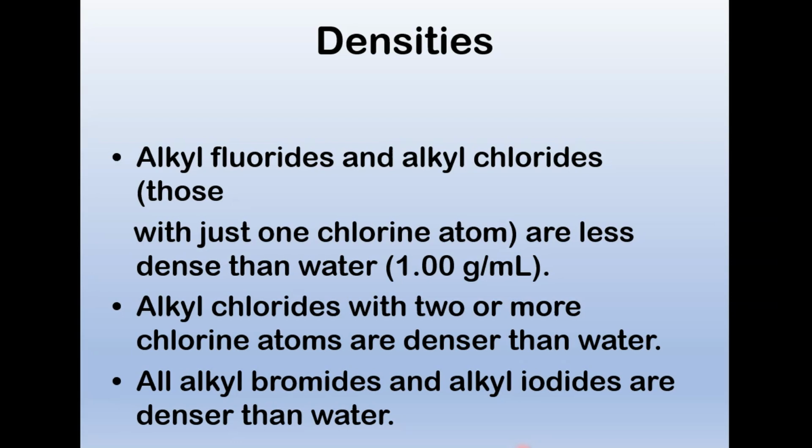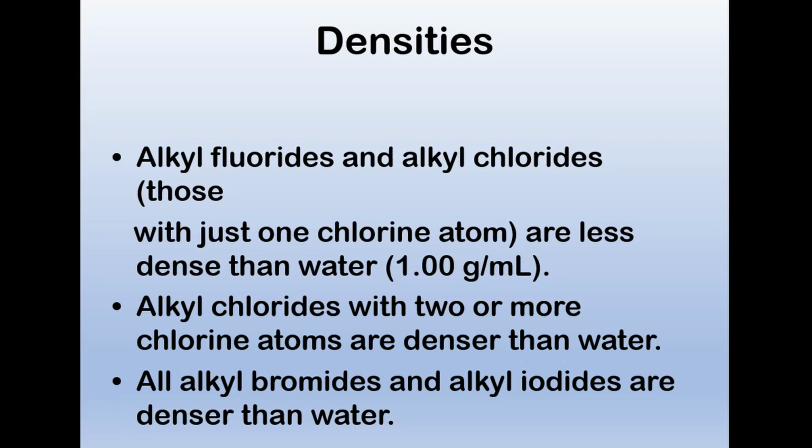Alkyl fluorides and alkyl chlorides with just one chlorine atom are less dense than water, which has a density of 1 gram per mL. Alkyl chlorides with two or more chlorine atoms are denser than water. So methylene chloride goes to the bottom of the separatory funnel and the aqueous phase will be on top. Alkyl bromides and alkyl iodides are denser than water.